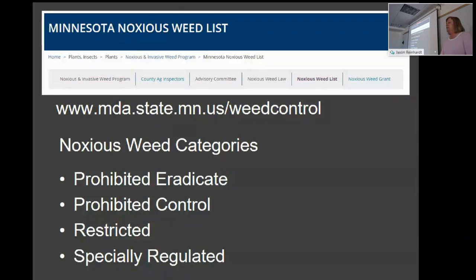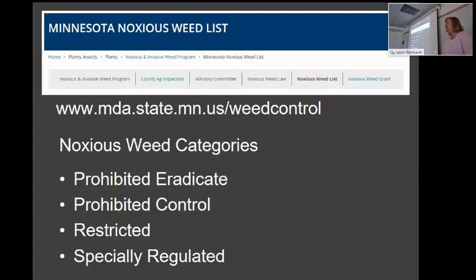The restricted list is generally more abundant species, things like common buckthorn. A landowner is not required to control them, although ideally these plants would be controlled. They are bad actors, but there's no requirement to control them. But it is illegal to sell, propagate, or move these species. So it can be really helpful to prevent continued sales and new introduction of some species.